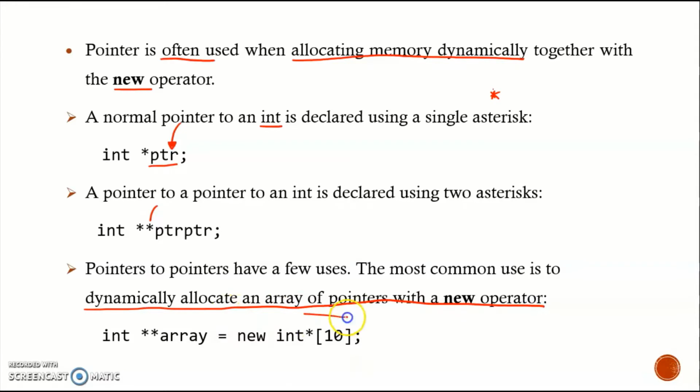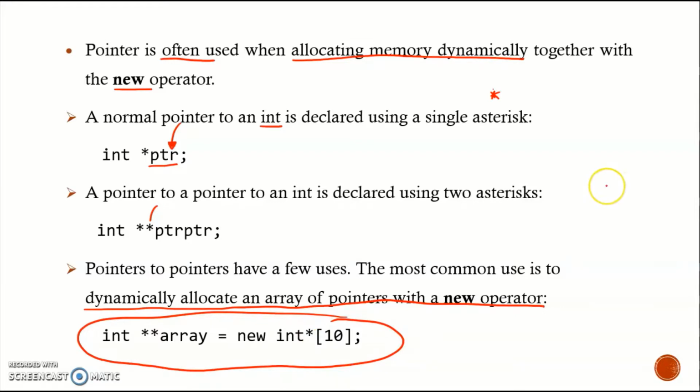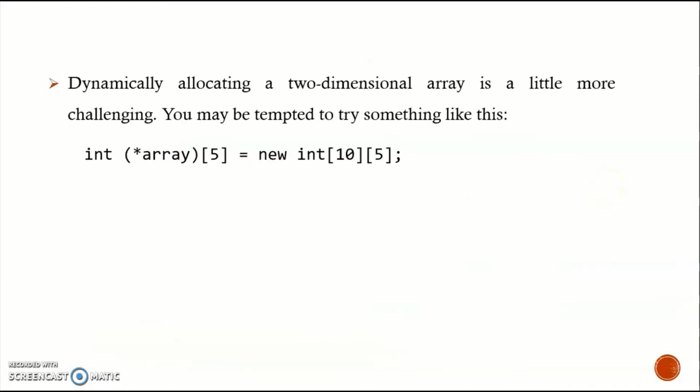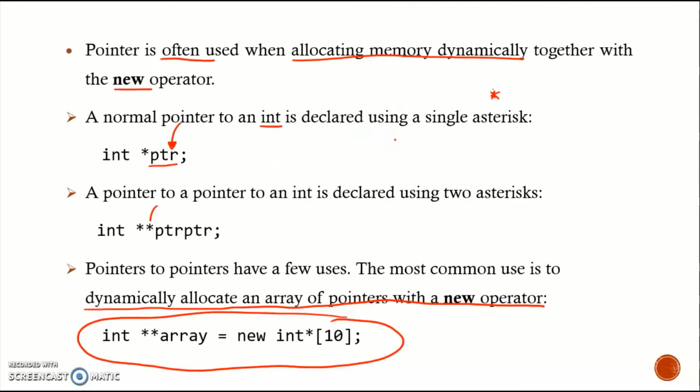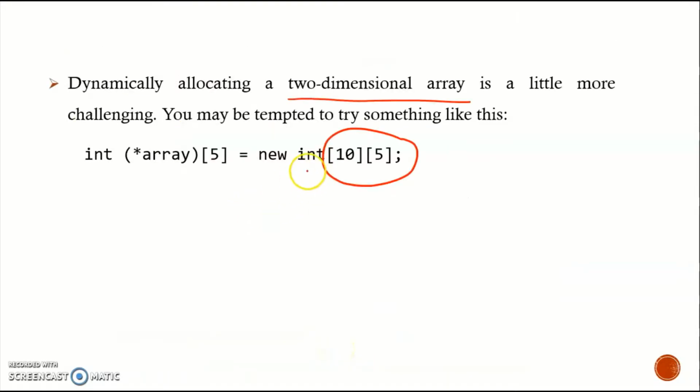Okay, why is this very important? In here we can say that we want to allocate an array with the new operator, so we can write something like this. Dynamically allocating a two-dimensional array. This is two-dimensional, compared to the one-dimensional array here. We can write something like this. This is a pointer, because we have the symbol here. Okay, so what does it mean?